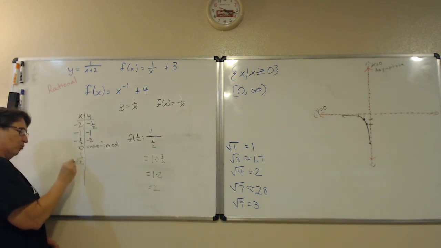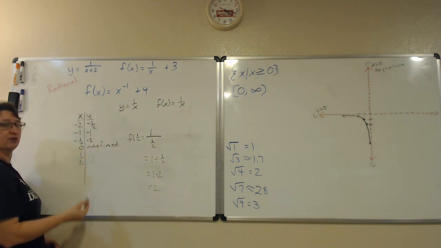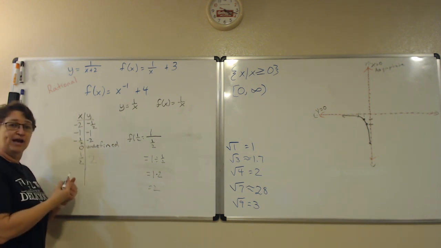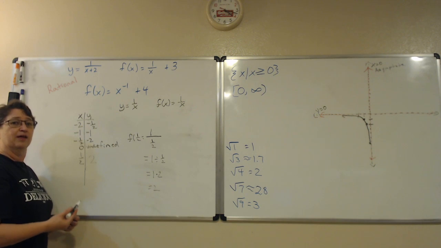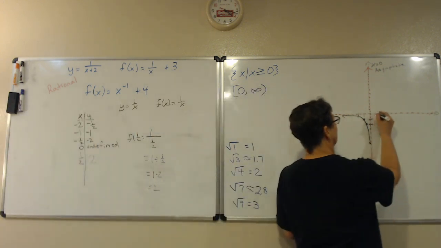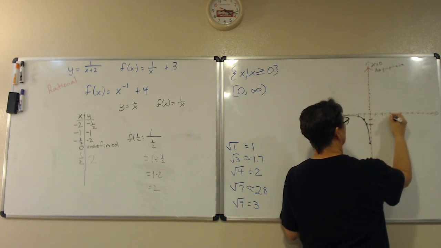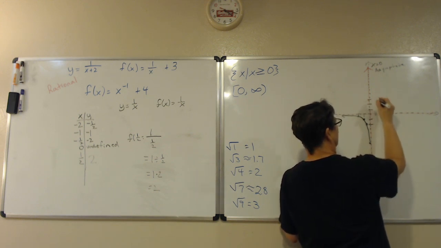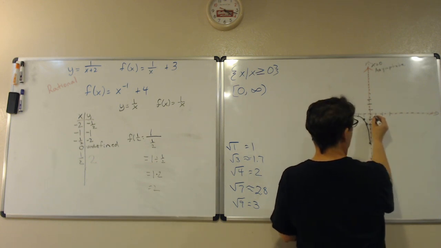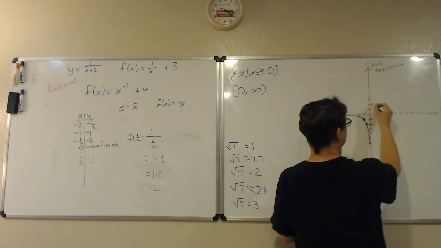So when I put in a positive 1/2, out comes a positive 2. So there's a point on here at (1/2, 2). That's right. The domain is going to be, I'll write it here in just a second. Let me graph these points and then I'll show you. So we're at 1/2, there's going to be a point at 2.